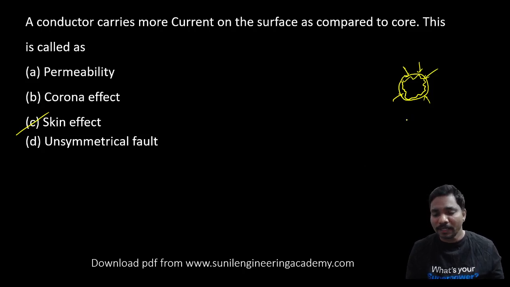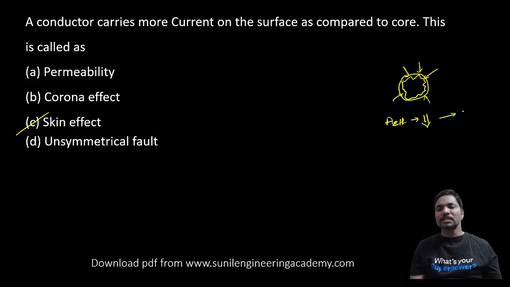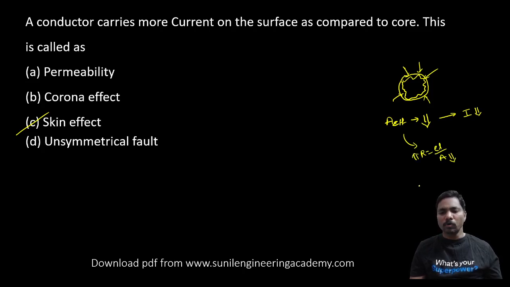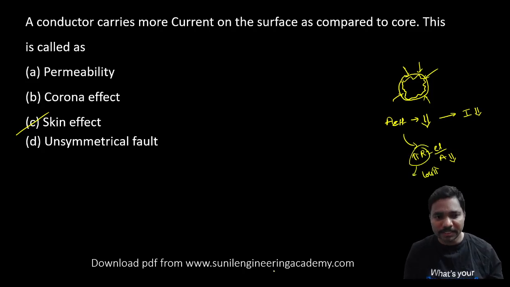Due to this, what is happening? The effective area of the conductor is reduced. As the effective area of the conductor is reduced, the current carrying capacity is less. Why? Because as the area is less, R is equal to rho L by A, so as the area is less, resistance will be more. More resistance means we may get more losses. The loss will increase. That effect is nothing but skin effect.